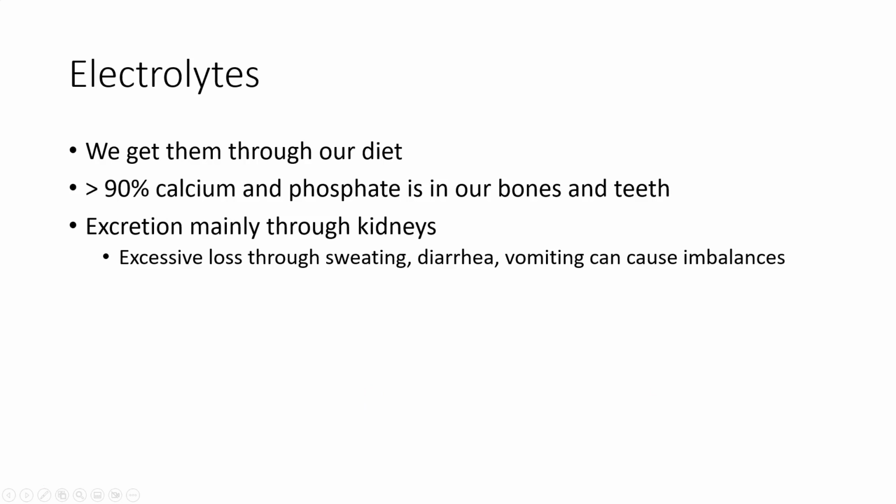Most of the electrolytes we get through our diet. They're absorbed through the digestive system. We do store calcium and phosphate in our bones and our teeth, and so we have this mineral reserve for these two ions. If we need calcium or phosphate for other functions, we can then break down bone tissue to supply the blood and other tissues with these two minerals.